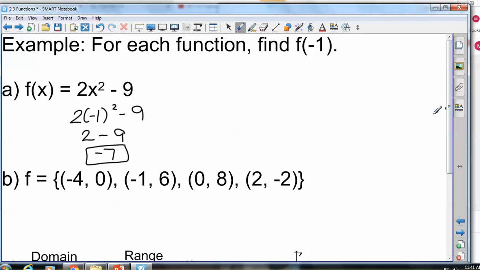If I give you ordered pairs, when I say f of negative 1, I'm meaning tell me the y value, okay, when your x is negative 1. So if I look at this, this is the point where my x is negative 1. What is your y? 6 is our answer.